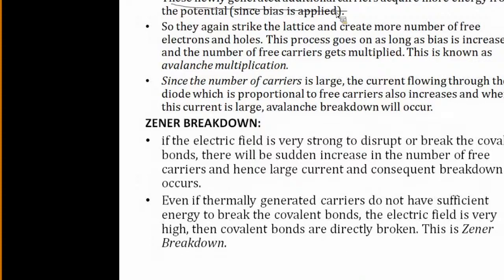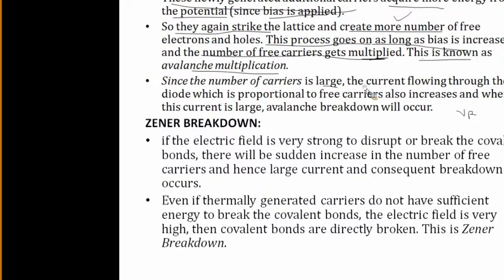These newly generated additional carriers will acquire more energy from the potential. Since the bias is applied, more and more heavy reverse bias is applied, they again strike the lattice and create more free electrons and holes. This process goes on as long as the bias is increasing. As long as your reverse voltage is increasing, this process will continue and the number of free carriers gets multiplied. This is a very, very important thing. This is known as avalanche multiplication, and the breakdown due to this process we call avalanche breakdown.